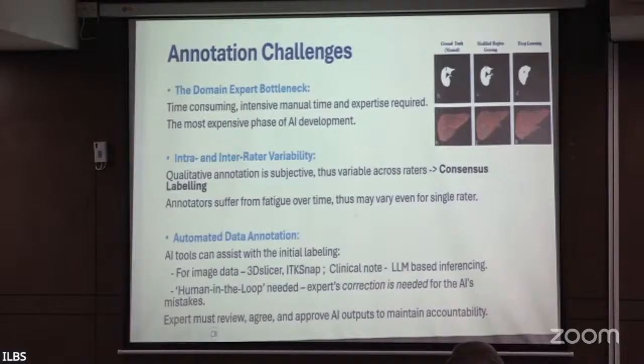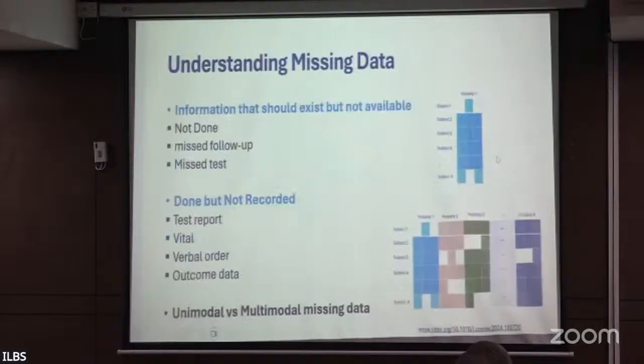So it's a challenging thing, you all know. It is time consuming and needs expert input and experience, and maybe consensus labeling is needed for inter-rater variability assessment and all. So a lot of aspects are there for this labeling part, and challenges are there.